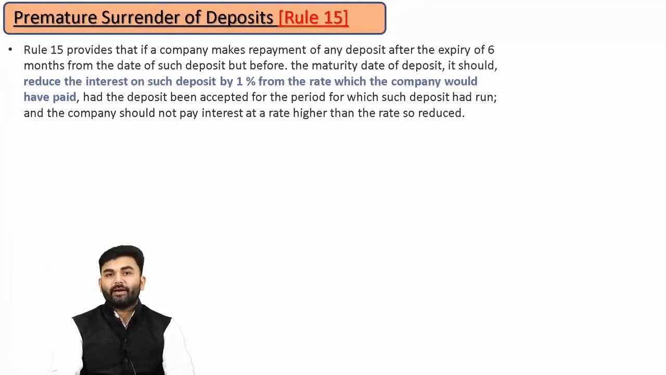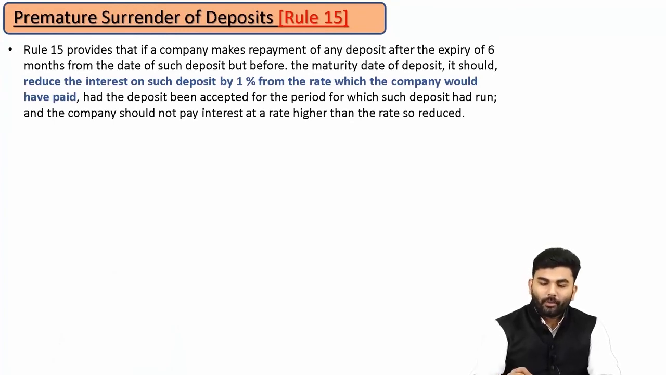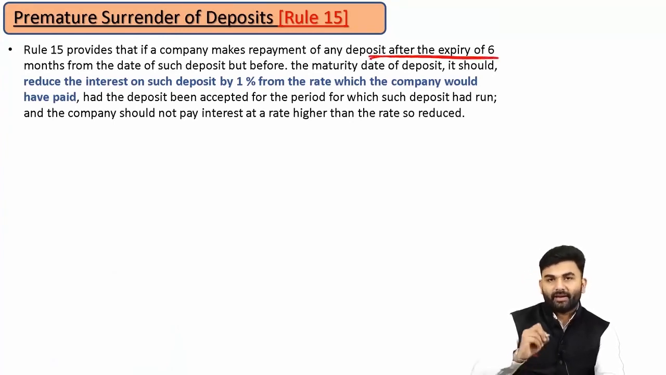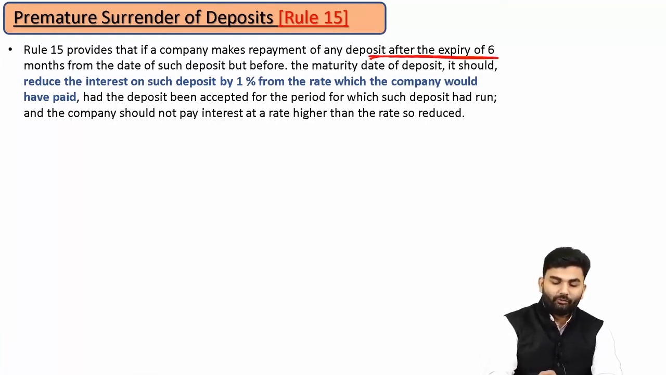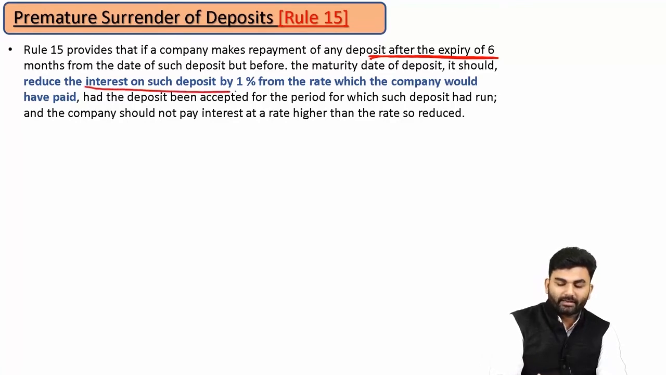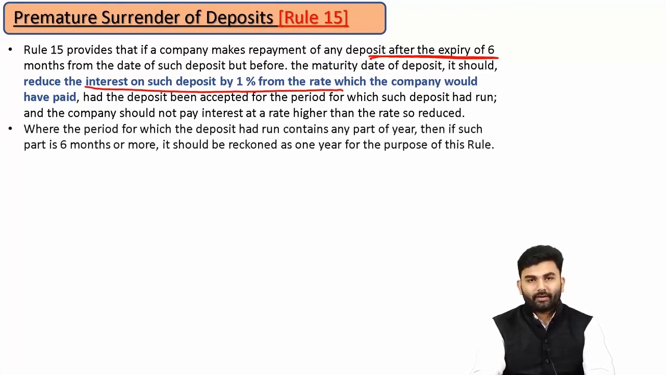If any depositor is planning for a premature withdrawal, it is allowed, provided 6 months have expired from the day he deposited that money. Premature withdrawal is allowed, but the company will deduct a flat rate of 1% from the rate of interest.